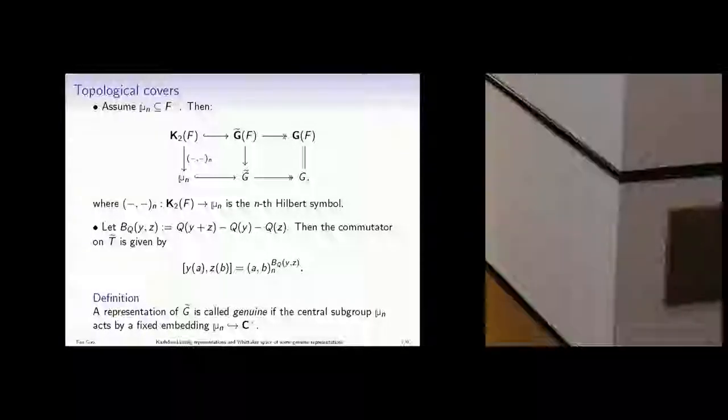So, as I say, this quadratic form actually governs the group law of this covering torus. In what sense? If you consider the bilinear form naturally associated to this quadratic form, then the commutator on this covering torus actually descends to the torus. It is given by the Hilbert symbol raised to the power of this bilinear form evaluated at the two elements inside the cocharacter group. By genuine representation, we just mean we would like this central subgroup mu n to be acting by a fixed embedding. Of course, you may consider the action of this mu n to be trivial, then that means essentially you are considering representations of G because it factors through G modulo mu n.